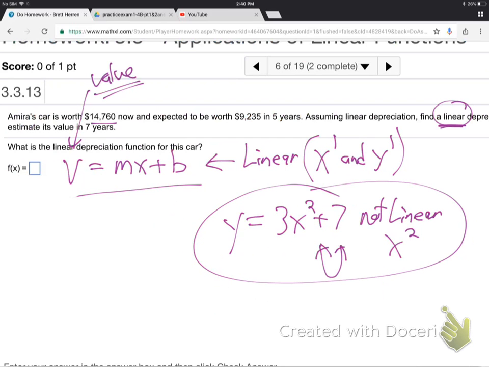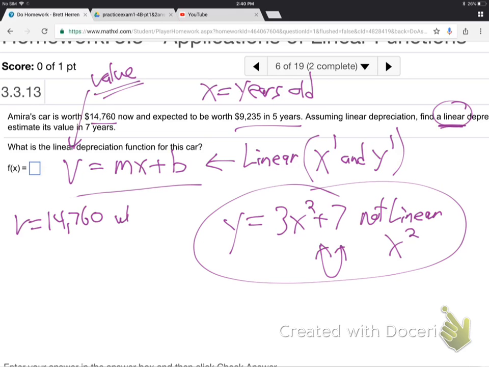So her car is worth $14,760 and is expected to be worth that in 5 years. The years, X is going to be the years in this one. The years old, let's say. Those are the two things we're talking about: value and years old.